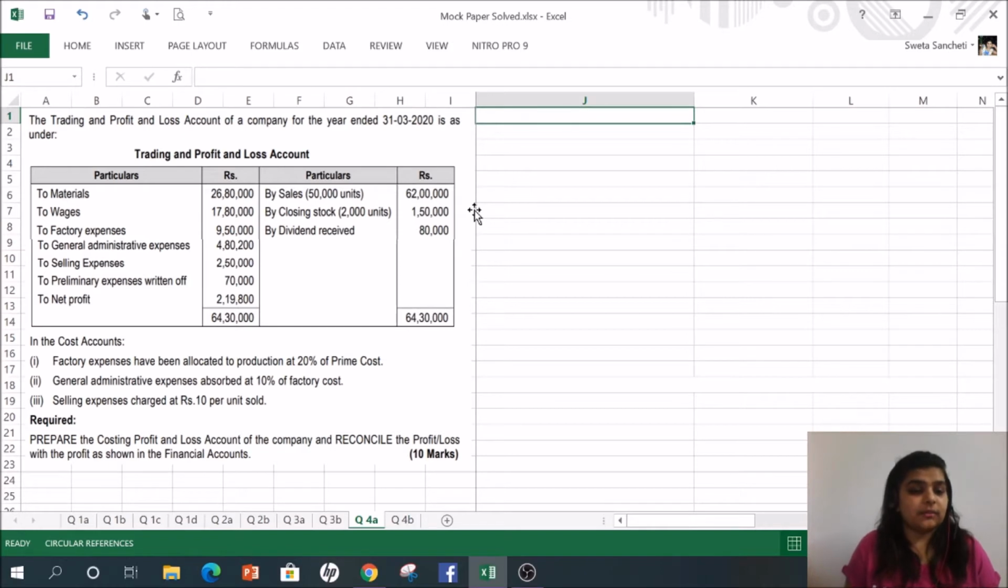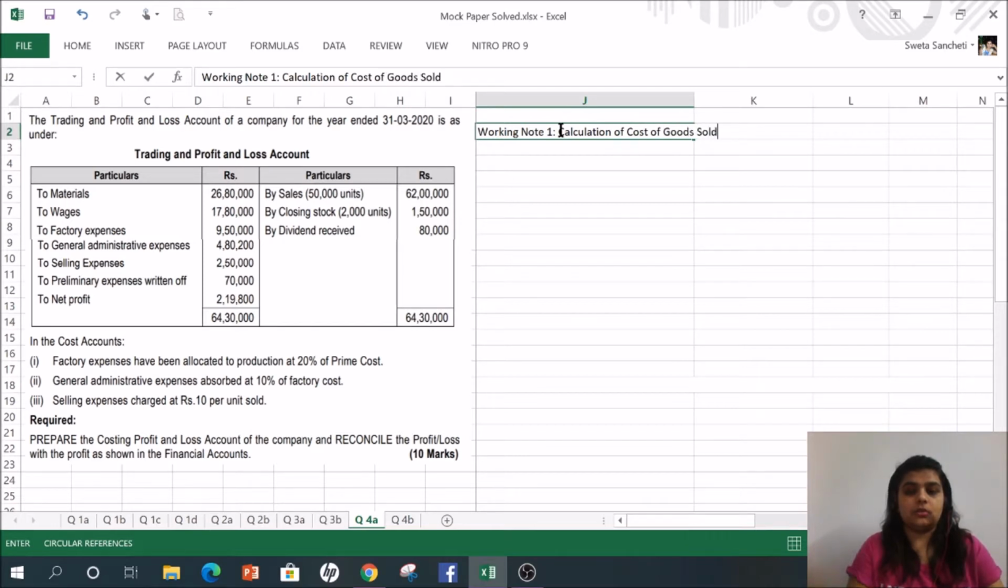In the cost accounts, factory expenses have been allocated to production at 20% of the prime cost, general admin expenses absorbed at 10% of factory cost, selling expenses charged at rupees 10 per unit sold. Prepare the costing P&L. Now we know when we prepare the costing P&L, we need cost of goods sold. So first we are going to do our working note 1, where we are going to calculate the cost of goods sold. We are just going to prepare our cost sheet up to cost of goods sold. Let us prepare the format.